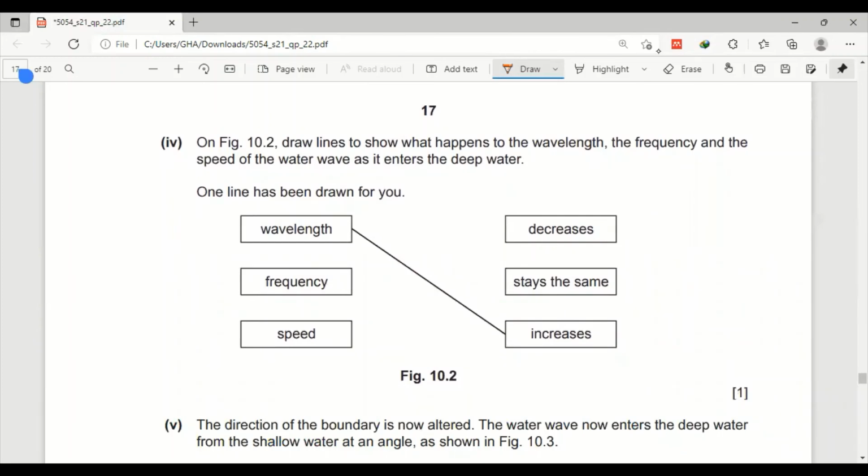On the figure 10.2, draw a line to show what happens to the wavelength, the frequency, and the speed of the wave as it enters the deep water. Frequency remains the same. Wavelength increases. So speed decreases.